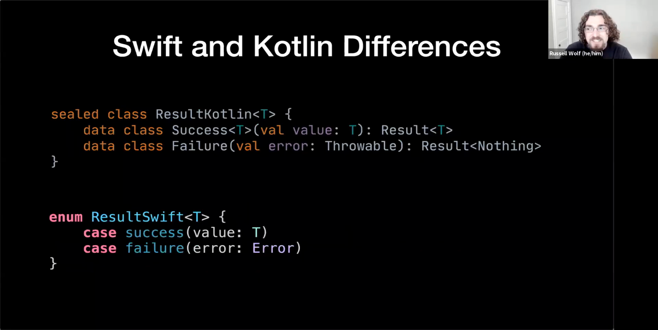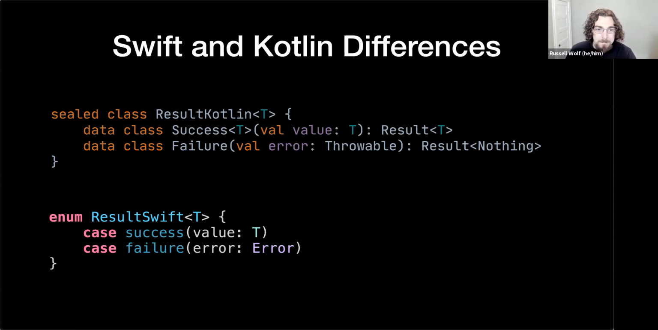Another similar case is dealing with sealed classes in Kotlin versus Swift enums. So we might have a result type that has a success and a failure, and there might be a generic on that success. And Swift would use an enum, where Swift has these enums with associated types that allow them to basically be instantiated with different values the way that a subclass of a sealed class can be.